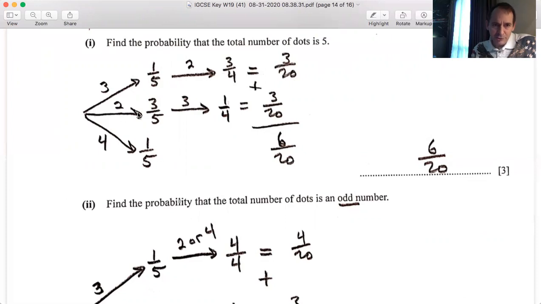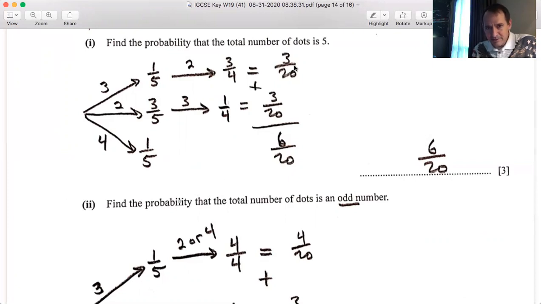If you draw a 2-dot card, then that means you need to draw the 3-dot card next to get the 5 dots. And so there's only 1 out of the remaining 4 cards that is a 3-dot card. 3/5 times 1/4 is 3/20. If you drew a 4-dot card, you could not get a total of 5 dots. There's no other card available that would add up. There's not a 1-dot card, so this does not work.